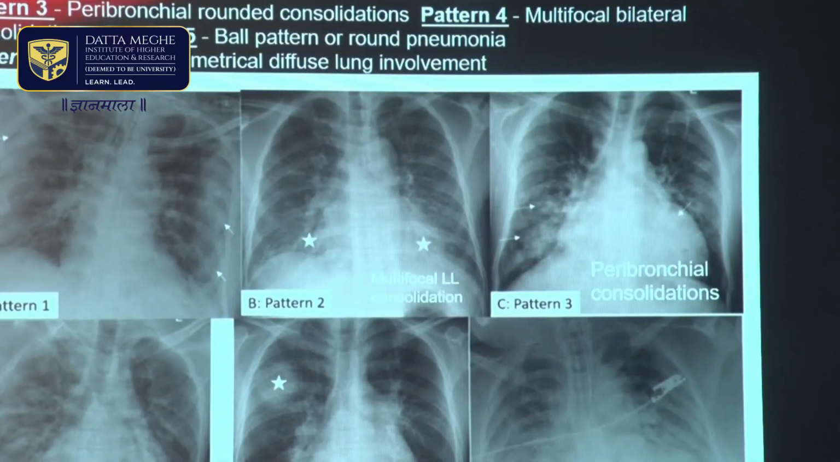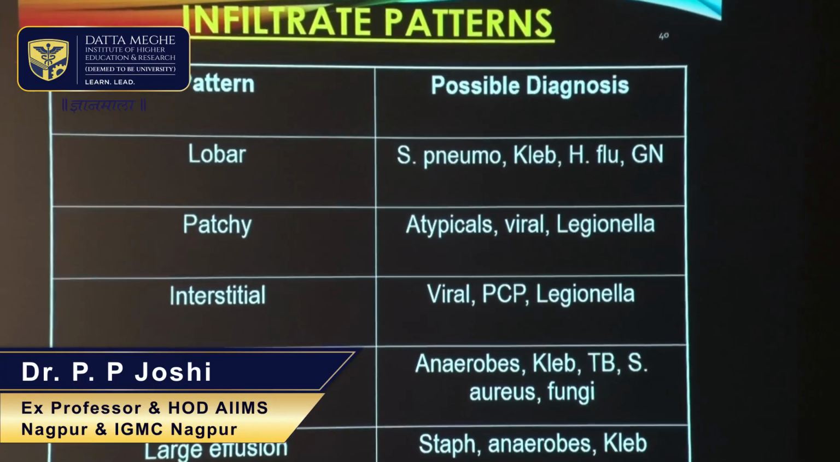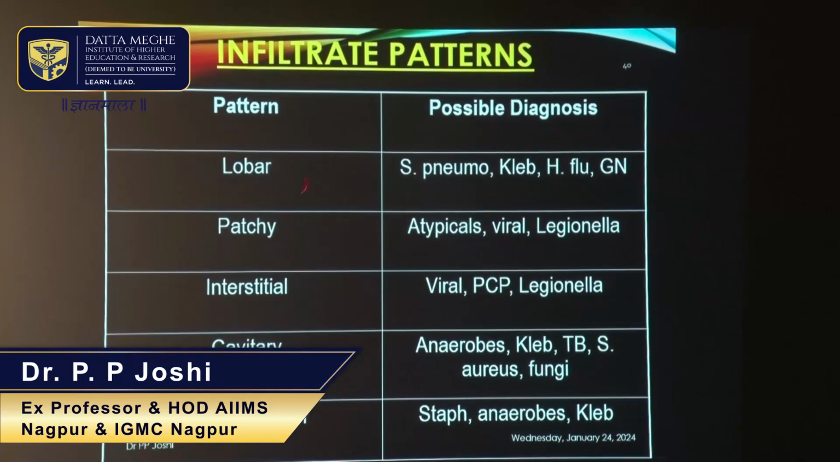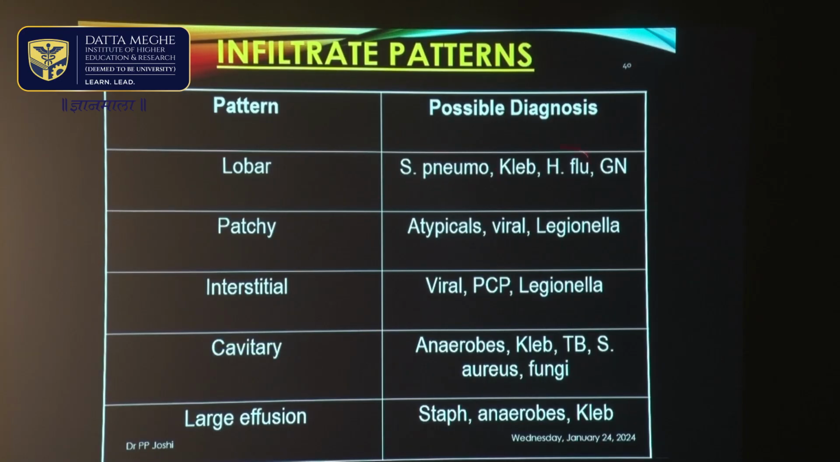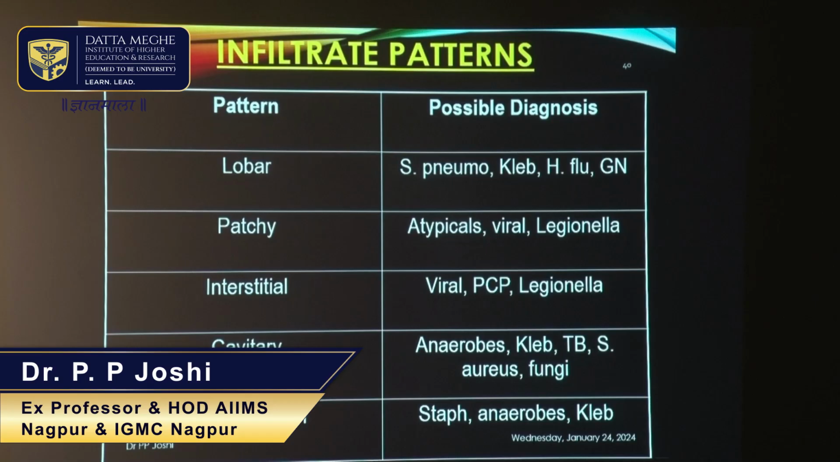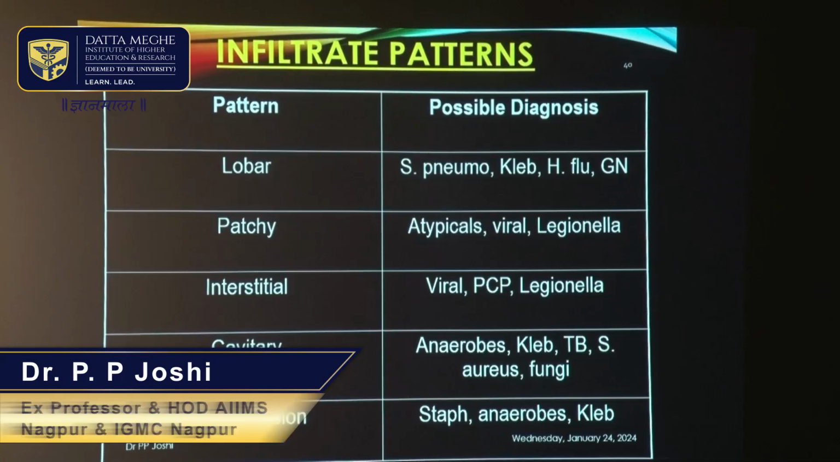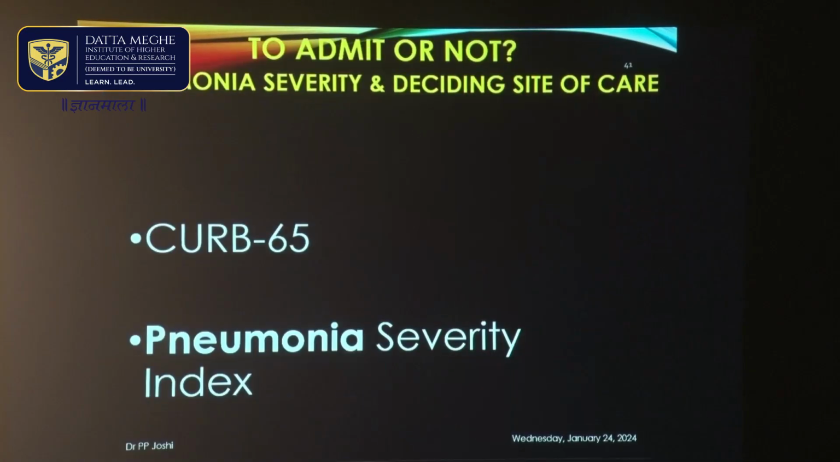So, reverse bat wing appearance. And the infiltrates which we get help in the diagnosis. It could be lobar, where it is usually bacterial pneumonias caused by Streptococcus pneumoniae or Haemophilus influenzae, Klebsiella, and other gram-negative organisms. If it is patchy, atypical organisms, viral, Legionella, interstitial again, or cavitatory, and a large effusion. So we can make a diagnosis or get a clue by looking at the infiltrates, which could be involving the whole lobe, a segment or a sub-segment, or it could be widely spread all over both lungs, like bronchopneumonia.